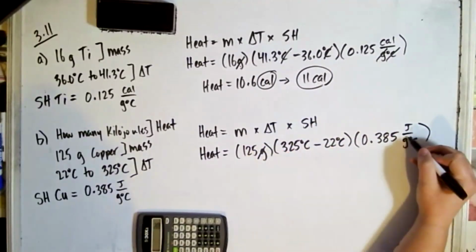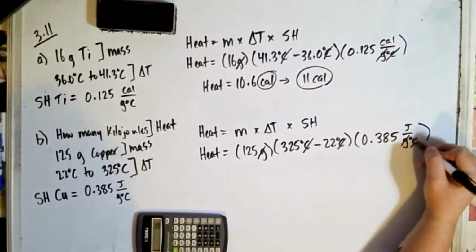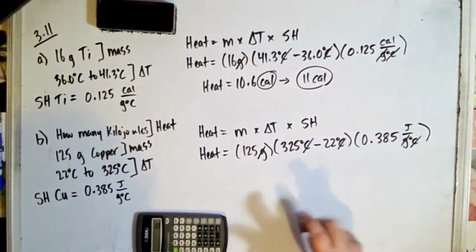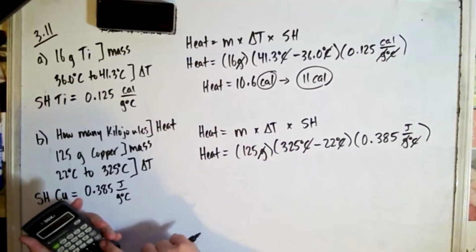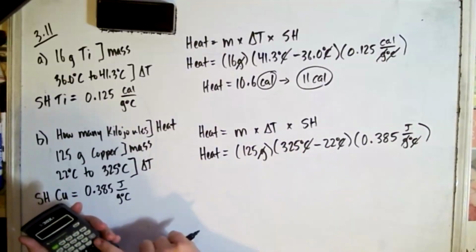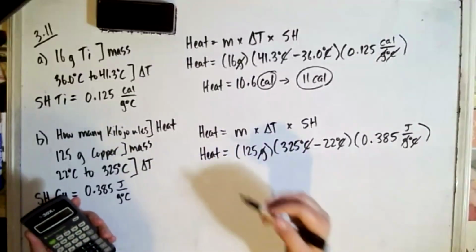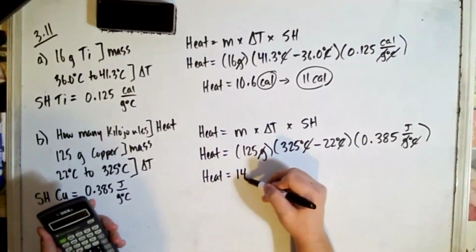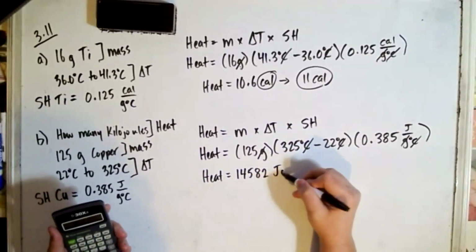Same thing is going to happen down here. Our grams here is going to cancel out with our grams in our specific heat. Our Celsius from our temperature change is going to cancel out with our Celsius from our specific heat. And when we finish this multiplication, we're going to have a number that's in joules. Okay, so we do 325. I like to do the temperature subtraction first. So that's going to be 303 degrees Celsius times 125 times 0.385. And we end up with a heat value of 14,582 joules.